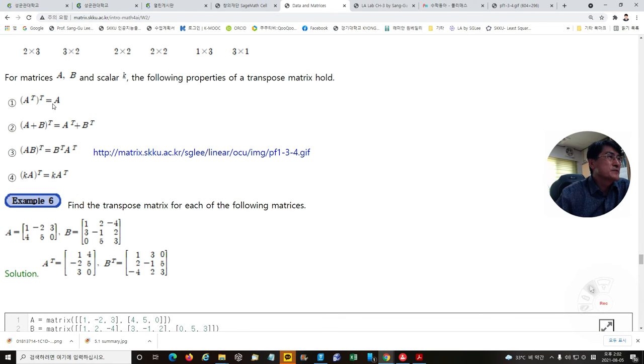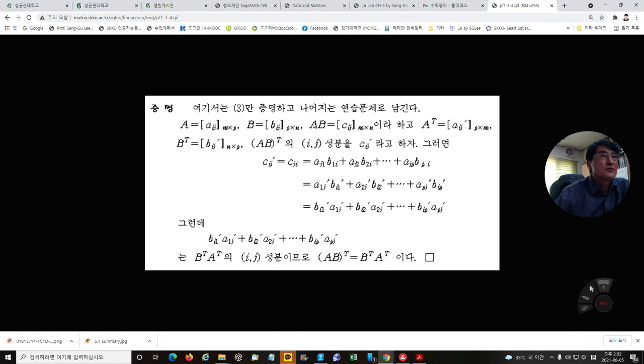The transpose of A transpose is A. The transpose of A plus B is A transpose plus B transpose. The transpose of AB is B transpose times A transpose. And the transpose of KA is K times A transpose. Okay, this can be easily verified. Here is the proof for the one which is interesting, and that you will see.